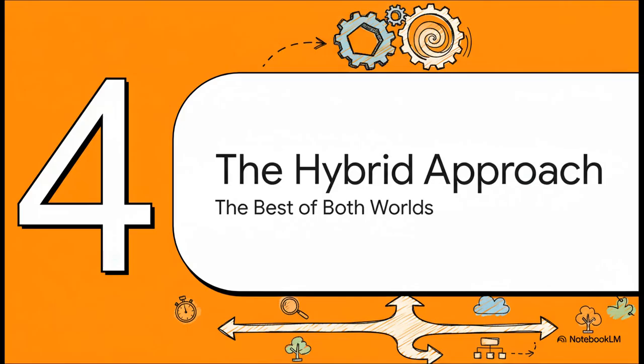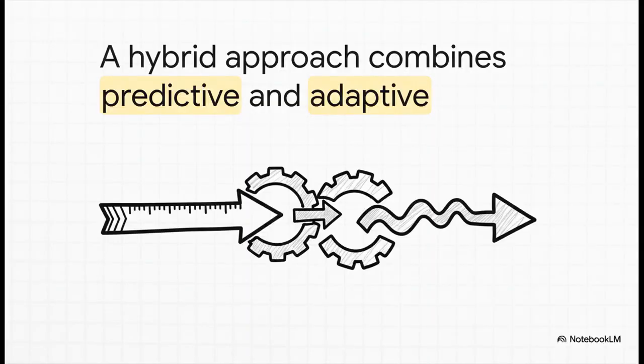But here's the reality check. In the real world, most projects don't fit perfectly into just one of these boxes. No, the most successful ones often live right in the middle, using a hybrid approach to get the best of both worlds. And this is where the real magic can happen. You get to mix and match. You can blend the rock-solid structure of the predictive world with the awesome flexibility of the adaptive world to create a framework that's perfectly tailored to your project.